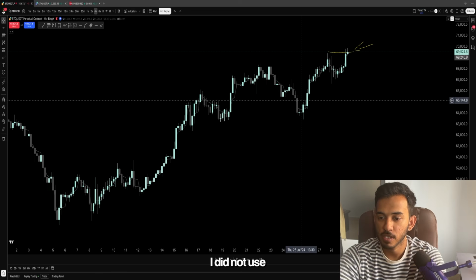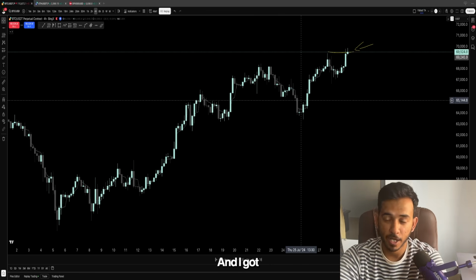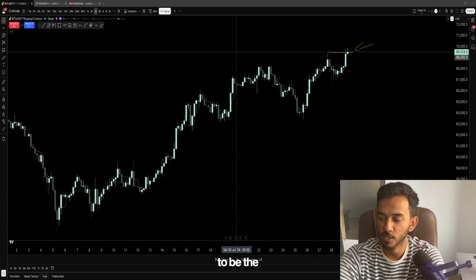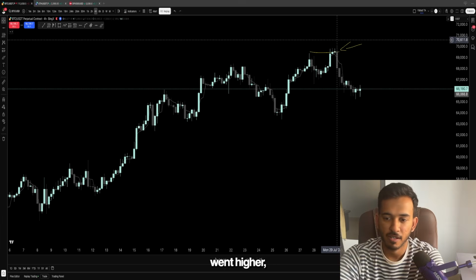But yeah, I did not use a stop loss. I was using leverage, I was using high quantity, and I got into this trade expecting this to be the breakout move. But what happened was something like this. We just went higher, we reversed.